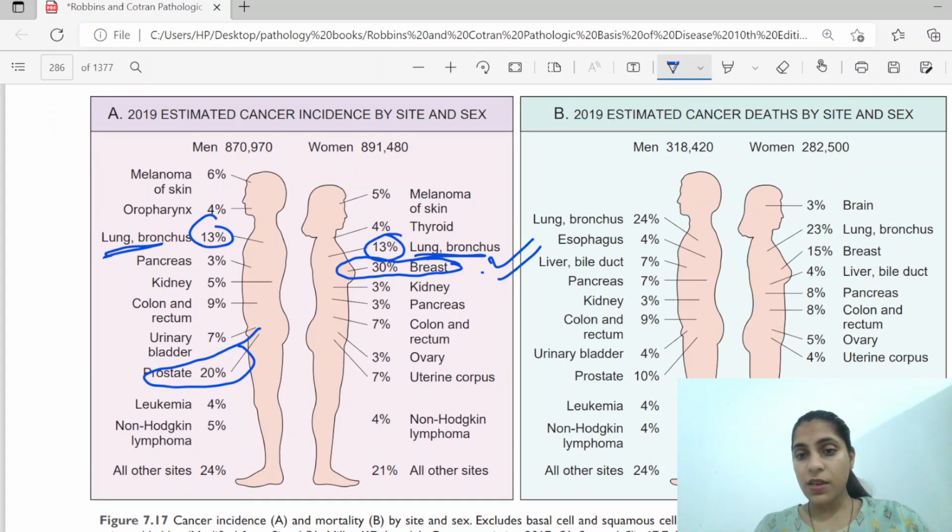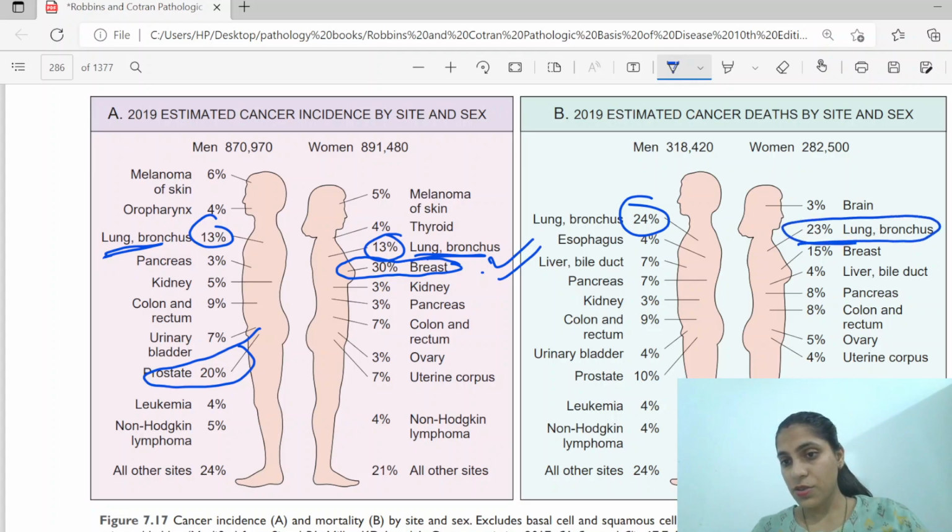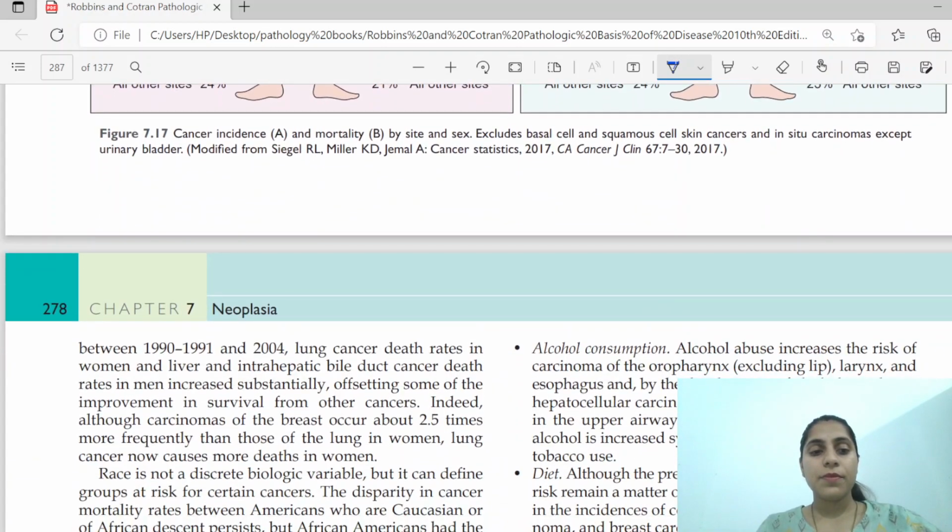But see, in another photograph, we can see the lung comprises 24% of all the deaths. That is the highest, and 23% in women, that is also highest amongst all malignancies. The prostate malignancy only got 10% of deaths in spite of being 20% of the overall cancer incidence, and breast 15% in spite of being 30%. So nearly half of the percentage it is causing.